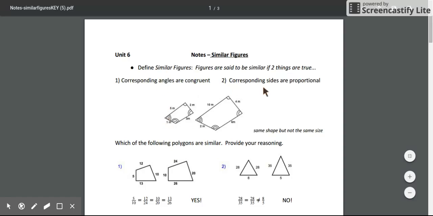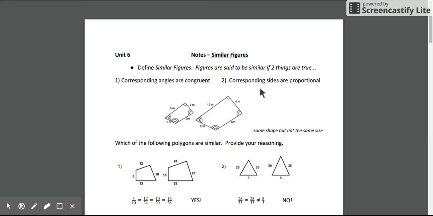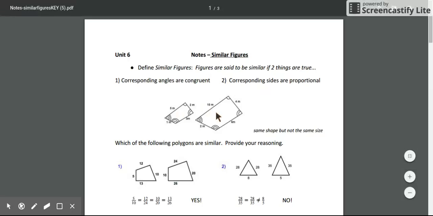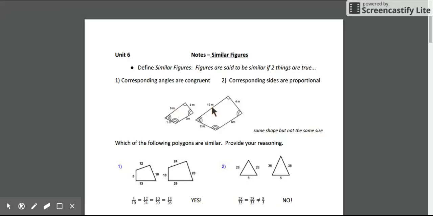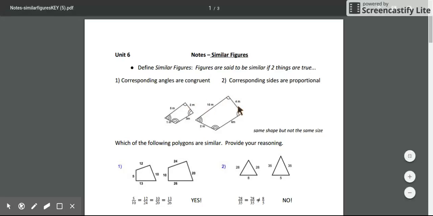Also, corresponding sides have to be proportional. What does that mean? Well, that means that these shapes are going to be a different size, but their side lengths should be in proportion, or they should be equal ratios compared to each other. So if I compare the top left here to the top left over here, that would be a 5:10 ratio. And if I compare the top right over here to the top right over here, that's a 2:4 ratio. Are those equal ratios? Well, a 5:10 reduces to a 1:2, as does a 2:4 ratio. So they are equal ratios. We would say that those two side lengths are in proportion. We do have to check every side length, and that's what we'll practice in these examples.